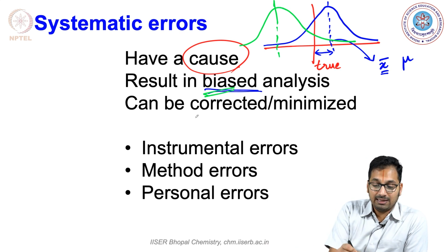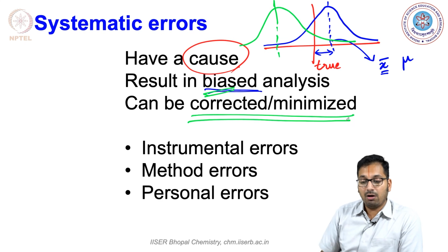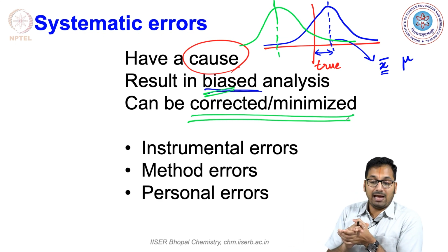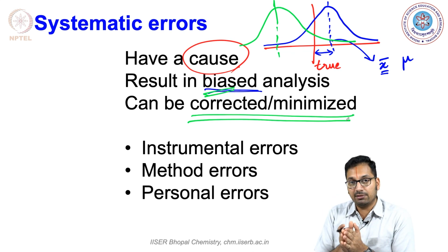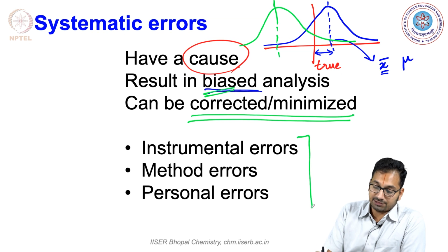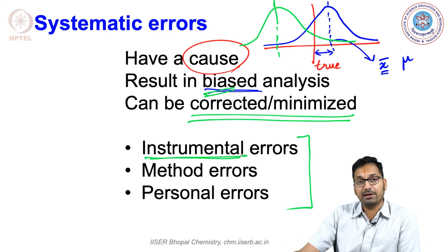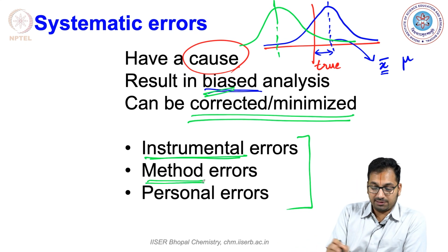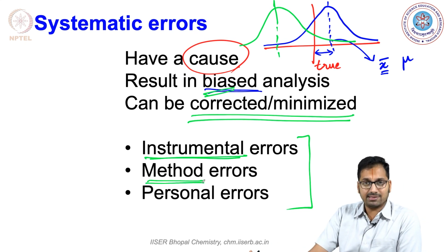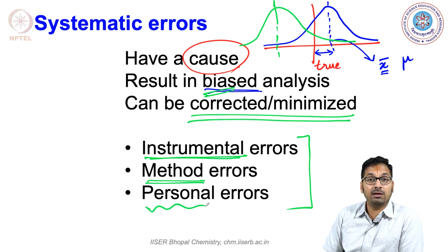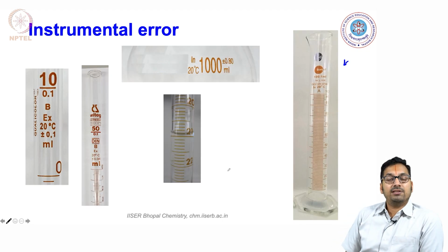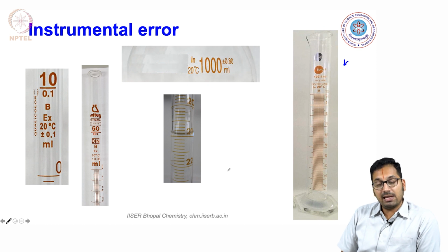But the good thing here is that these errors can be corrected in some cases to as minimum as possible. So when you pay close attention to where these errors could come from, these three are the major sources. One is the instrumental imperfections or instrumental errors. The other could be methodical errors, which could be some of the protocols that are followed by the scientist, or it could be just personal errors that come up from the bias of the experimentalist himself or herself.